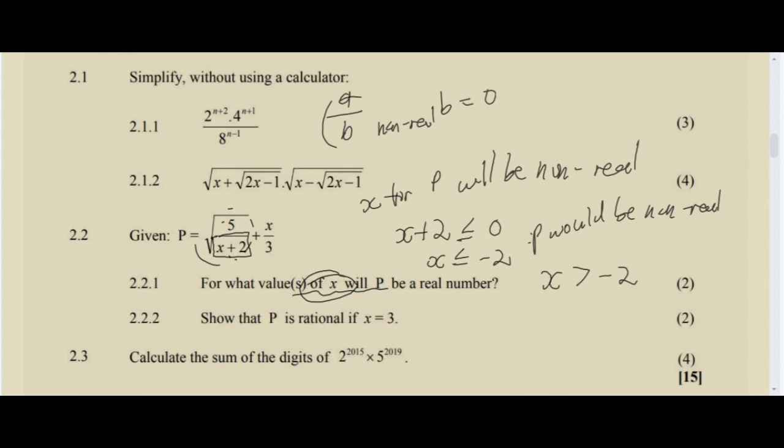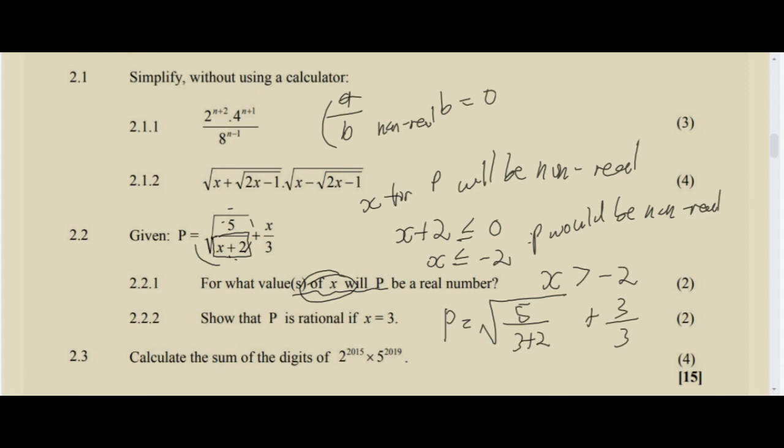Then 2.2.2 says, show that p is rational if x is equal to 3. So all you need to do here is just substitute 3 where x is, and then the goal here is just to find an integer value, right? So if we have a definite solid integer value, then that means p is rational when x is equal to 3. So 5 over 3 plus 2, that's 5.